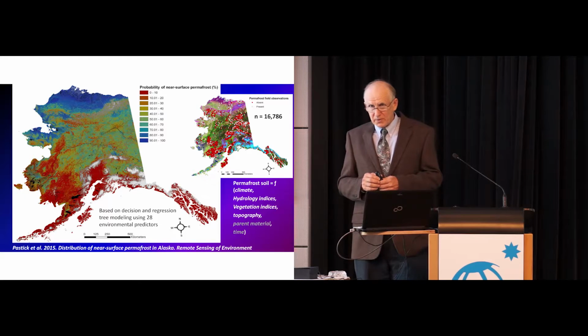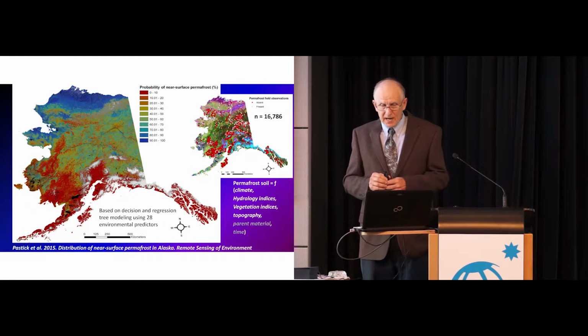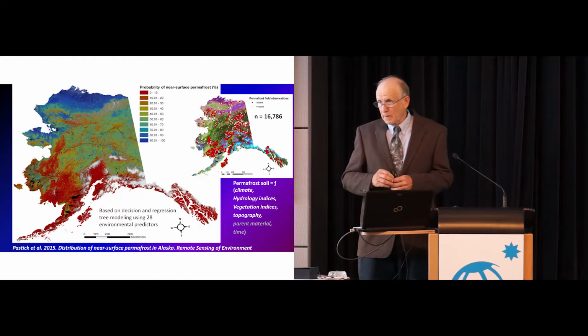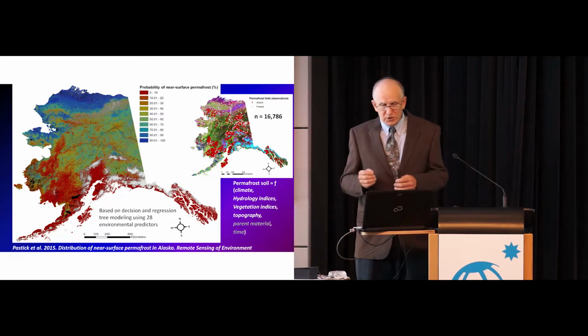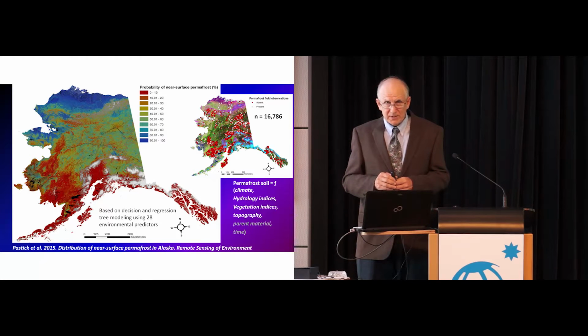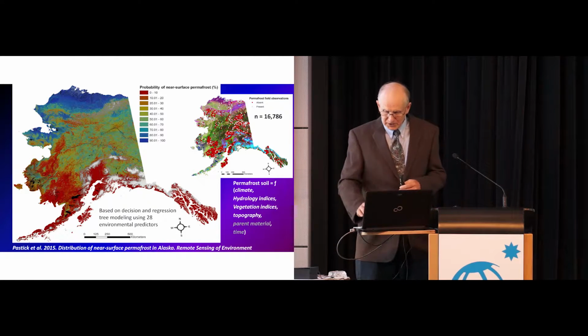So how do we deal with time and the effects of time and landscape evolution? One approach is we can use a chronosequence, kind of a space-for-time substitution. And in this approach, we're trying to control just for changes in vegetation and time and maintain climate, hydrology, topography, and parent materials as uniform conditions.